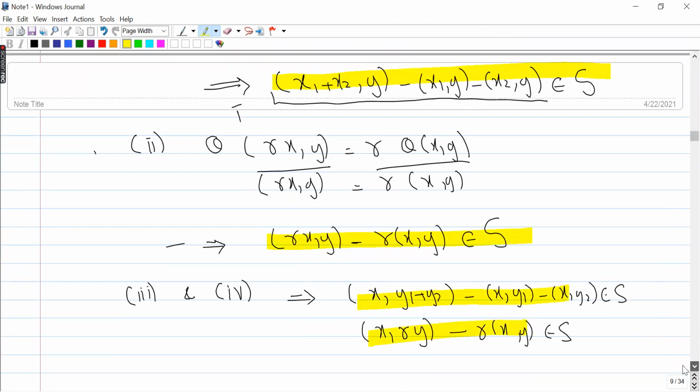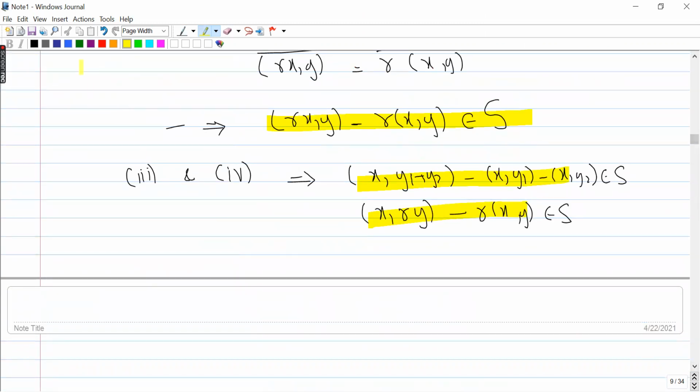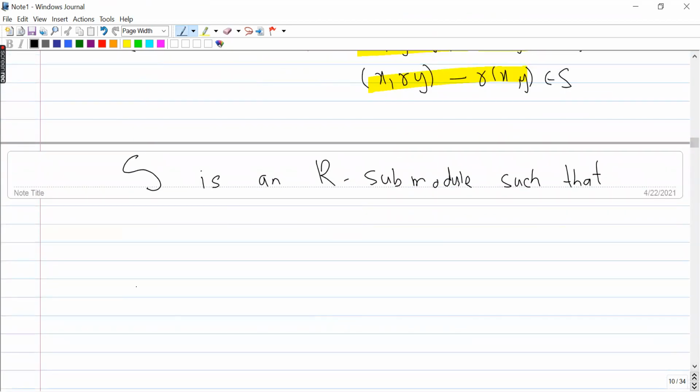So in the end, what we can conclude is that S is a submodule. So S is an R submodule such that S is generated by these kind of elements. S is an R submodule of M cross N.